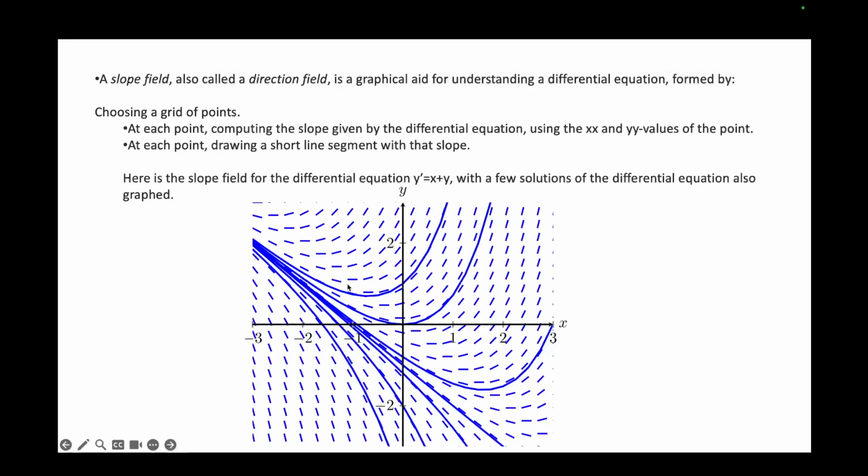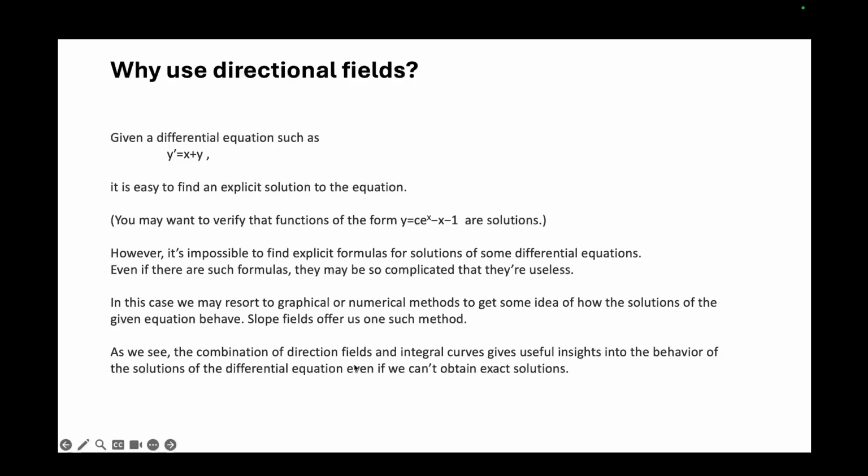So each of these curves that you see following a particular slope field are what are called integral curves, denoting the different solutions of the equation. So a combination of the direction fields and integral curves gives us useful insights into the behavior of the solutions of the differential equation if we can't obtain exact solutions.